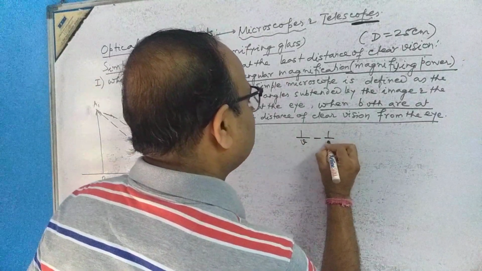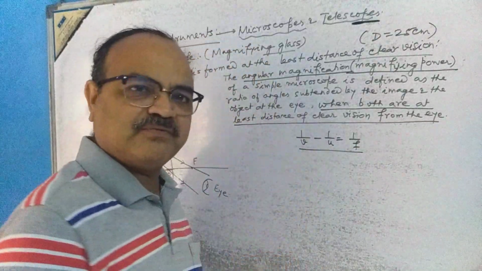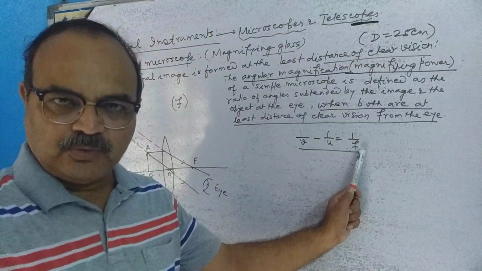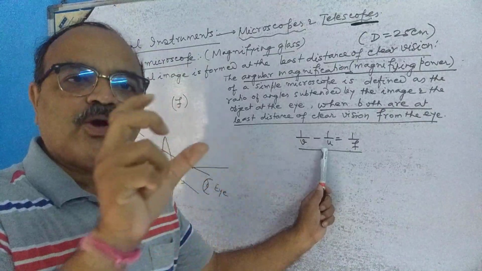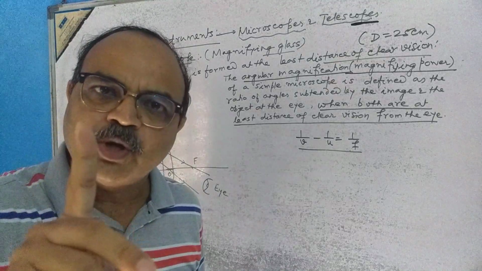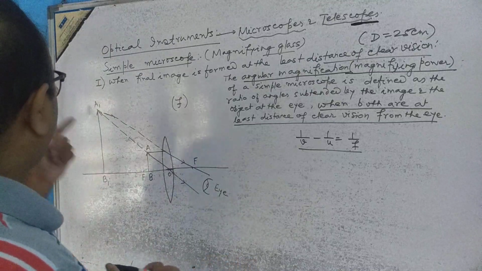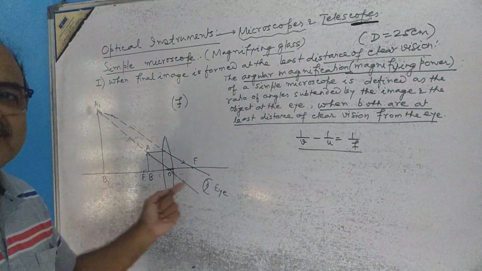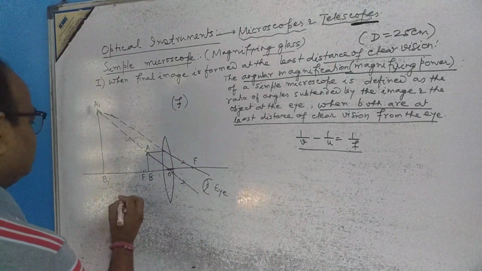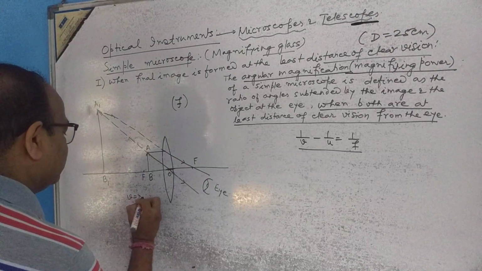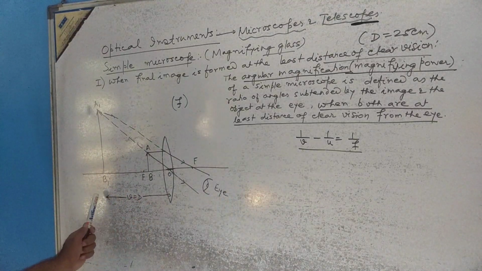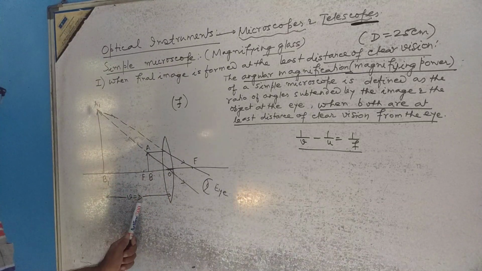What is our formula? 1 by V minus 1 by U is equal to 1 by F. This is the lens formula. So if I take a lens of a particular focal length and choose a particular object distance, I hope that V can be achieved as 25 centimeter. Our intention is to form this image A1B1 at least distance of distinct vision or clear vision, that is 25 centimeter. That means V is equal to D. Just mark it: this distance is V, the image distance, and it should be equal to capital D.